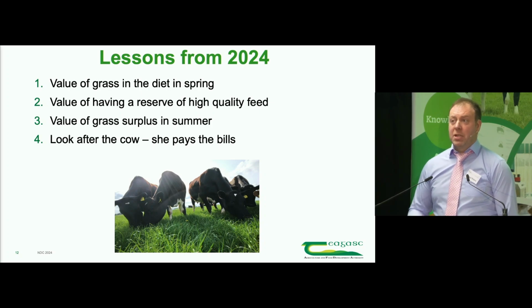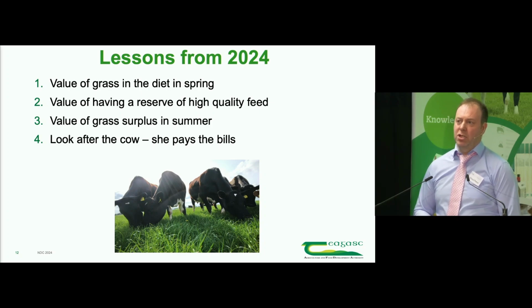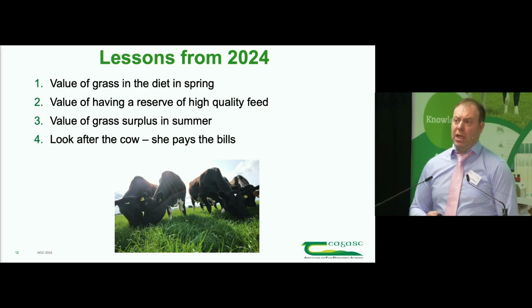The value of surplus, setting your system up so that you can take the surplus in the summer and keep things on the level as you go through the summertime, and then looking after the cow in terms of getting her well fed, getting her up and going, and getting her producing, because she pays the bills.